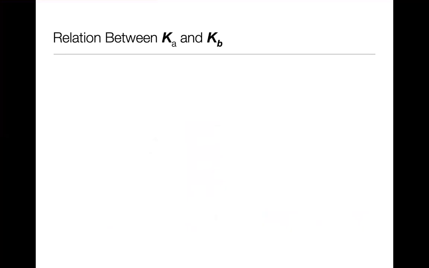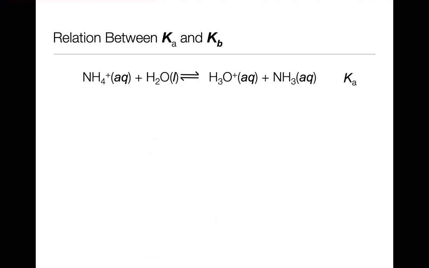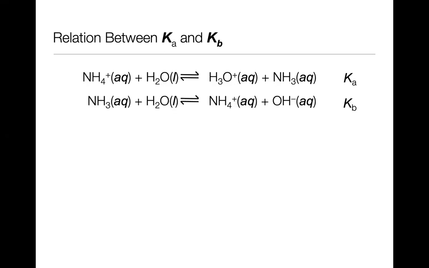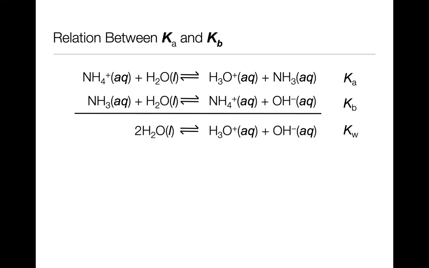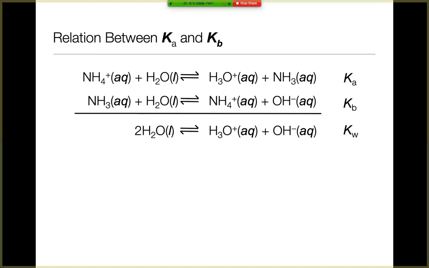So let's take an example and go slowly through it. On the previous slide, I wrote out the balanced chemical reaction for ammonia acting as a base. You can also write out its conjugate acid, ammonium, as a Ka. So now I have a Ka expression for ammonium and a Kb expression for ammonia. Let's see what happens if we treat this like a Hess's law problem. If I add the two equations together, I'm going to cancel out things that appear on both sides. Ammonium appears on both sides, so they get canceled.